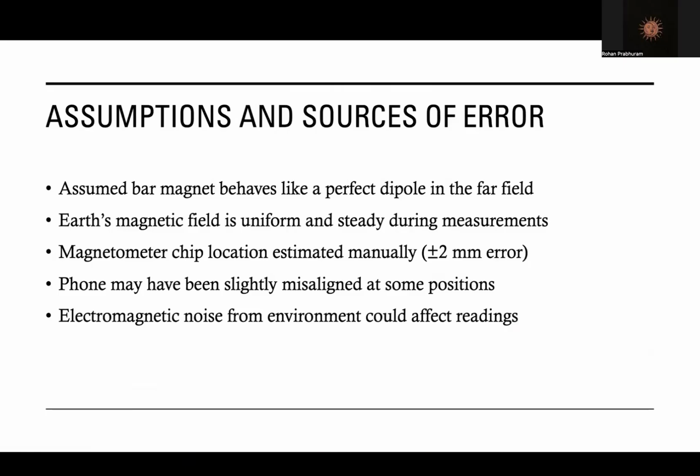Looking at some assumptions and sources of error, we assume the magnet behaves like a pure dipole in the far field, and that the Earth's field was constant. Errors may have come from inaccurately estimating the phone chip location or electromagnetic interference in the lab space, and small misalignments during measurements can also contribute to variation.